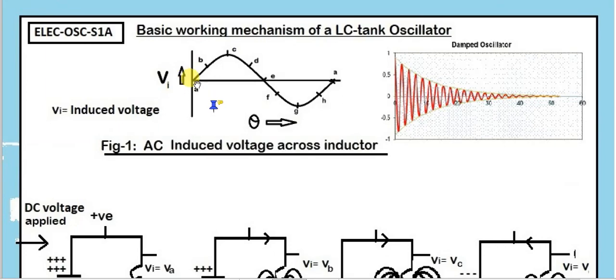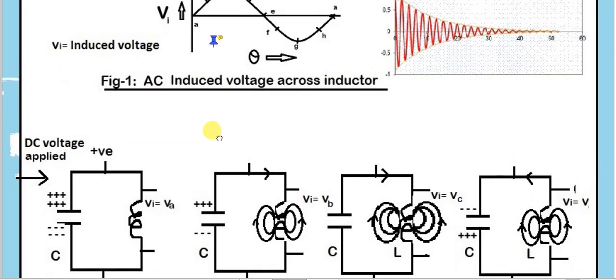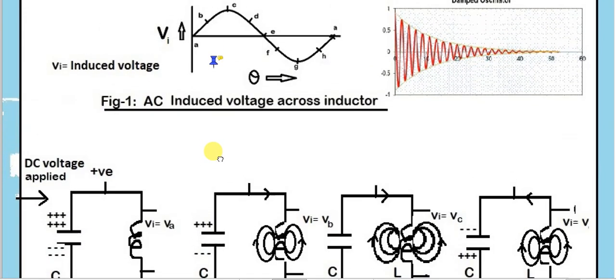Going from the one positive half to the other negative half will be generated by this circuitry. So in this figure 1, this is the AC induced voltage which is taken across the inductor, that will be taken as induced voltage VI, and this is V naught sine omega t. Since it is a sinusoidal wave function, V naught is the maximum amplitude, V naught sine omega t, so V naught sine theta.